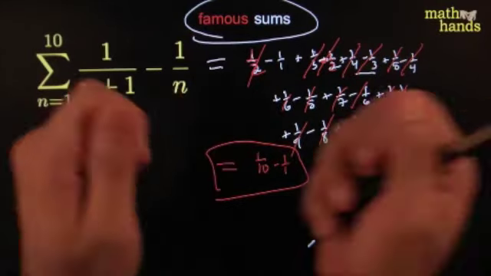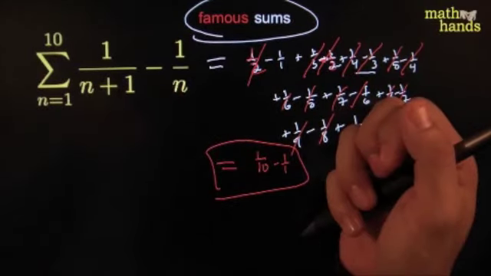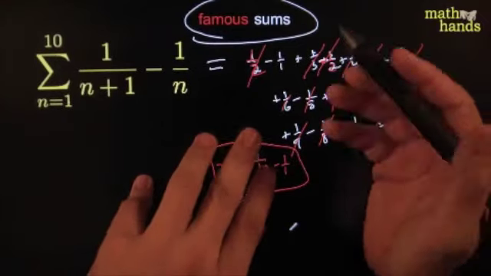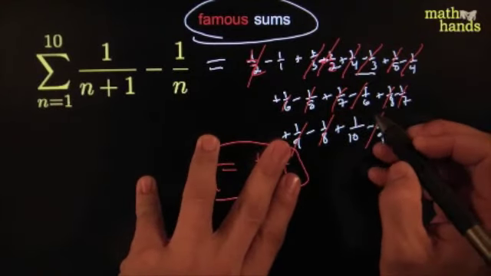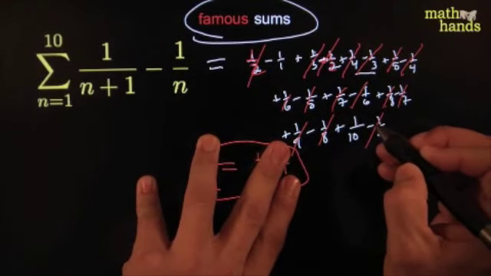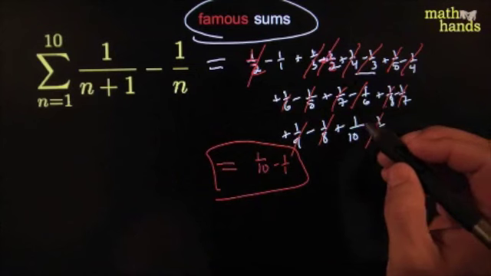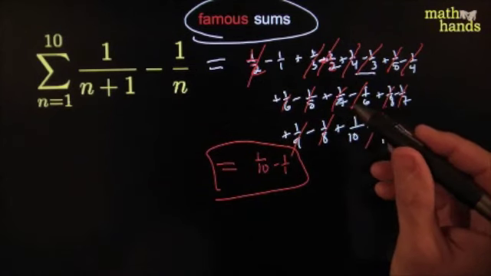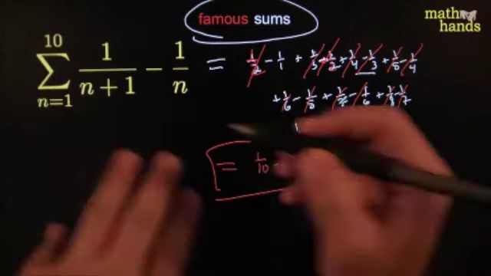Telescoping, just like a telescope, you would expand it and contract it. And the idea is that everything in the middle collapses, and that's especially nice to compute. These are my favorite. And they come in so many different flavors.